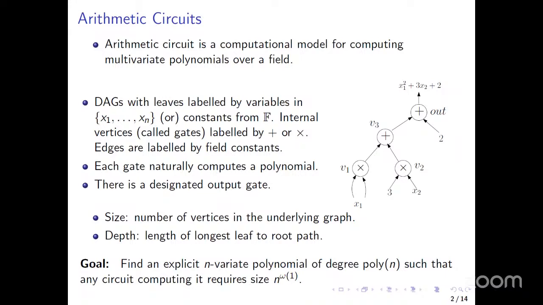So what we want to say is you want to find a polynomial such that no matter how you try to draw a DAG, a directed acyclic graph, the number of gates in that circuit would be quite large. I used small and large, so I have to quantify it. You want to find a polynomial of not too large degree. The degree has to be polynomial in the number of variables, such that any circuit computing it requires super polynomial size. I also want this polynomial to be explicit.